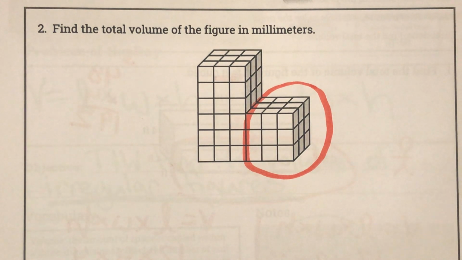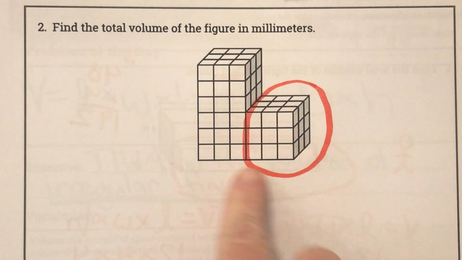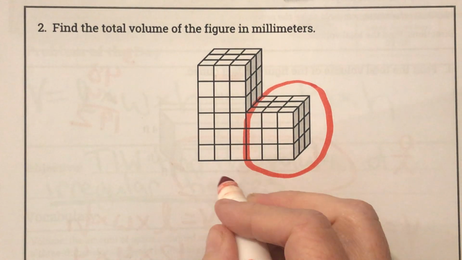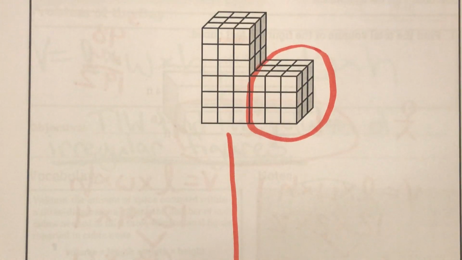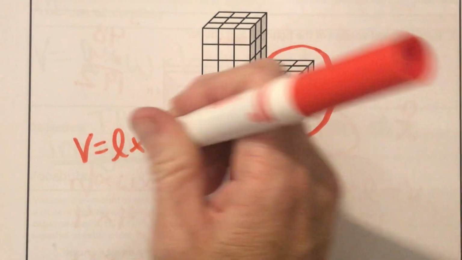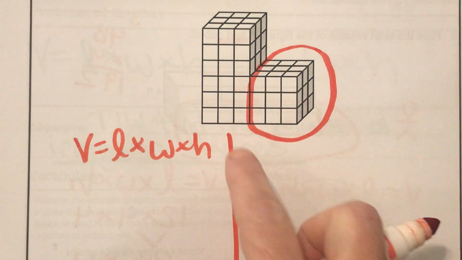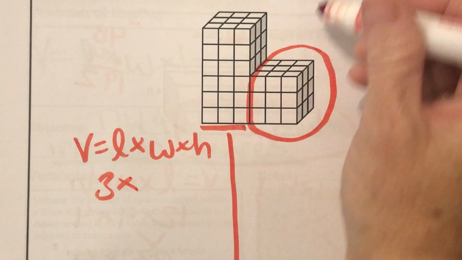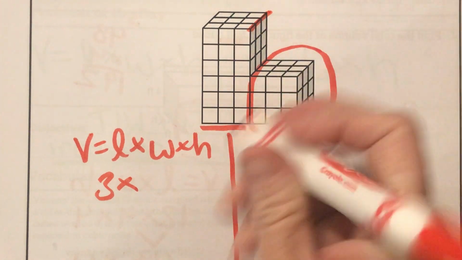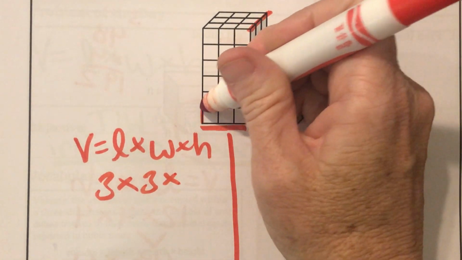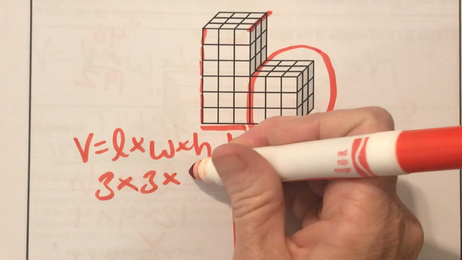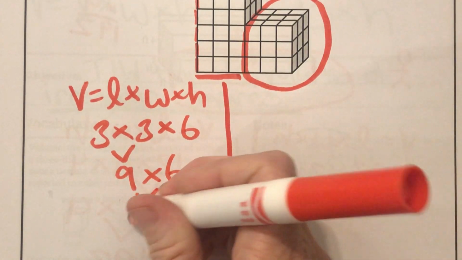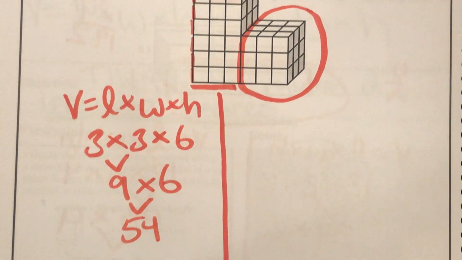Okay, step 2 is make sure you have all your measurements. Because of the way this is set up with my little boxes or my cubes, I can actually just count it. So I have my measurements. Step 3 is solve for each shape. So for this one, my length is 3. My width is how far back it goes. So it goes back 1, 2, 3. And my height is 1, 2, 3, 4, 5, 6. So I'm getting for this shape 54.